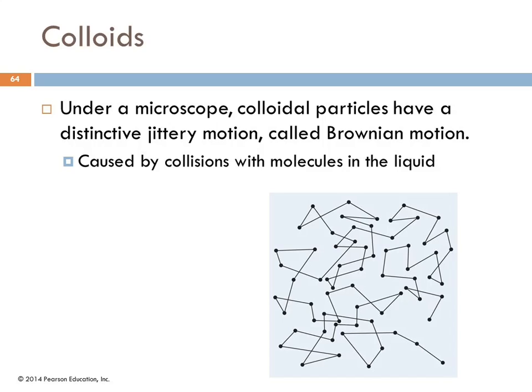When they look at colloidal particles under a microscope, they observe something called Brownian motion. The particles are just kind of jiggling around. They're moving around, and that's caused by collisions with molecules in the liquid. So they're bumping into things, and you can actually see them doing that, because these particles are large enough that you can see them with a good microscope.